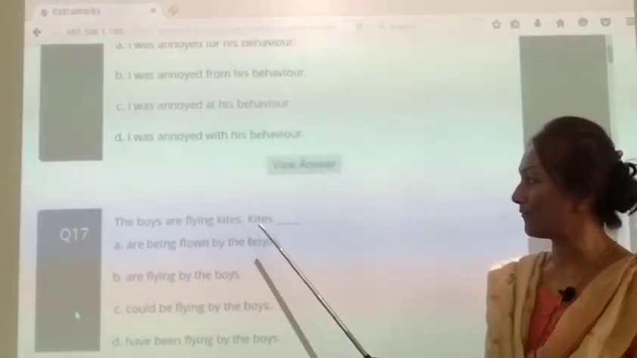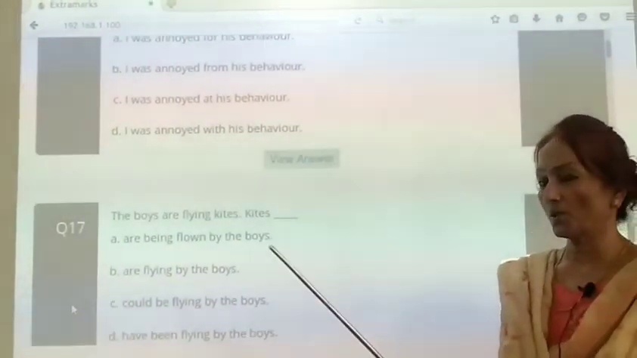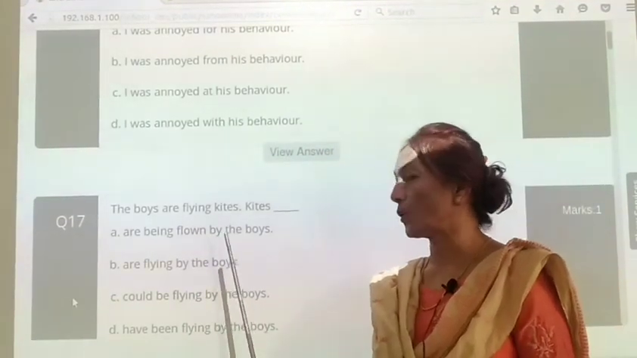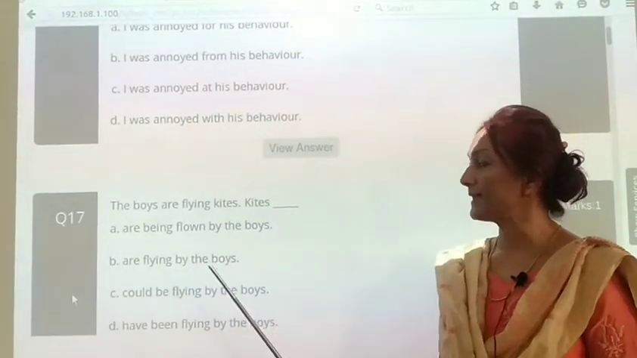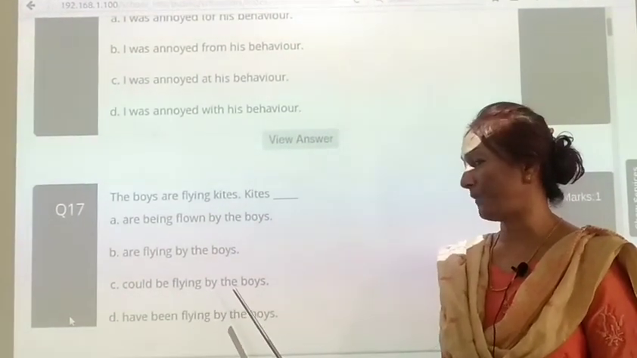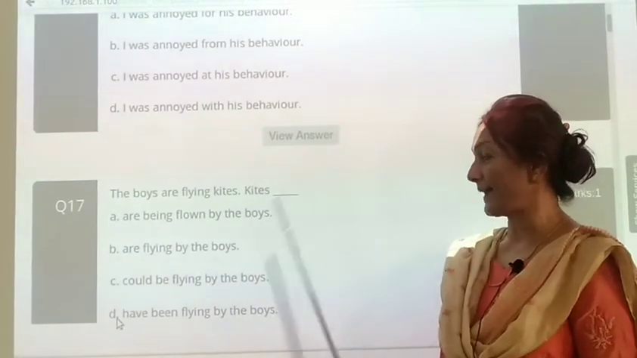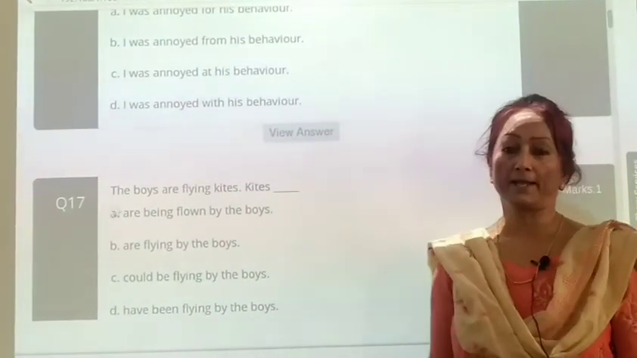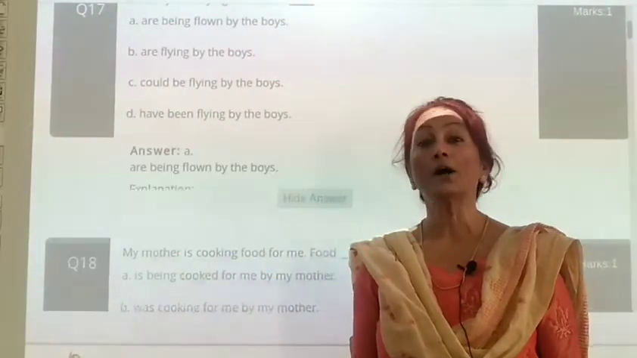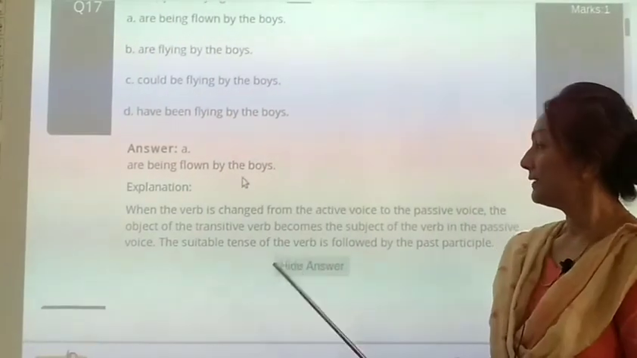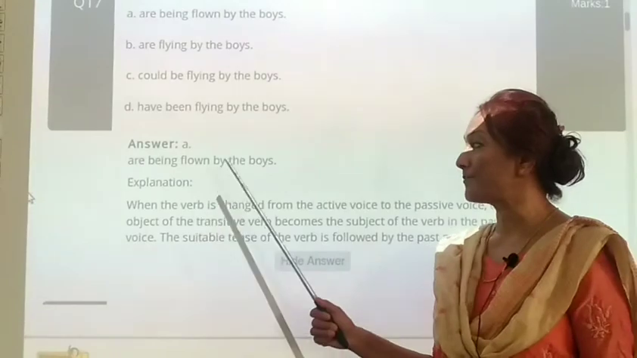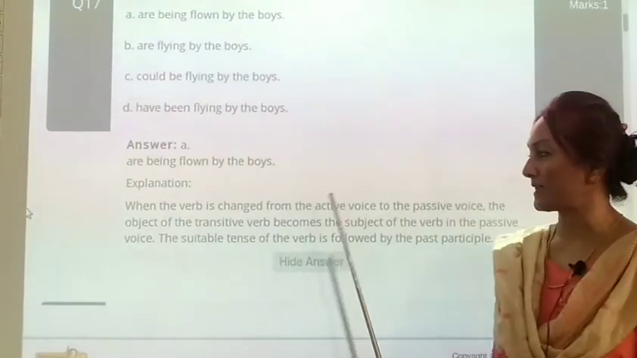The boys are flying kites. So the answer is what? Kites are being flown by the boys. Kites are flying by the boys. Kites could be flying by the boys. Kites have been flying by the boys. The right answer is, let's have a look at the right answer. Kites are being flown by the boys.